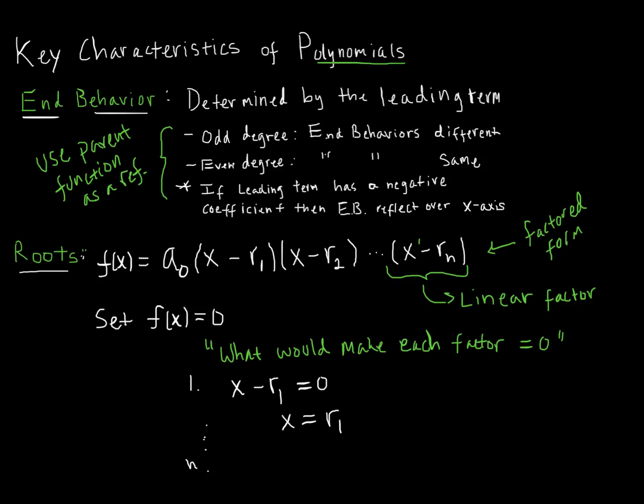Okay? In other words, this last one would be x minus r sub n. What will make that equal to 0? Well, that would be when x is equal to r sub n. And so these are going to be the roots.